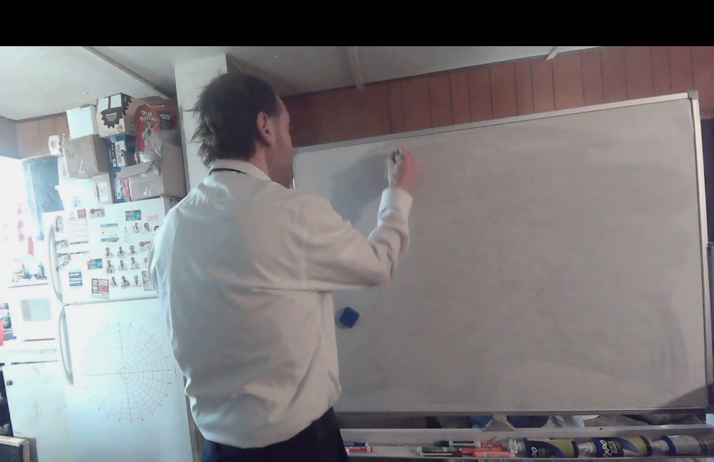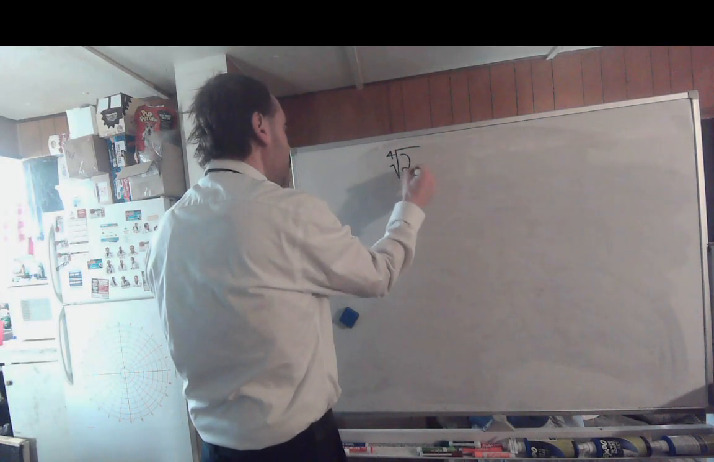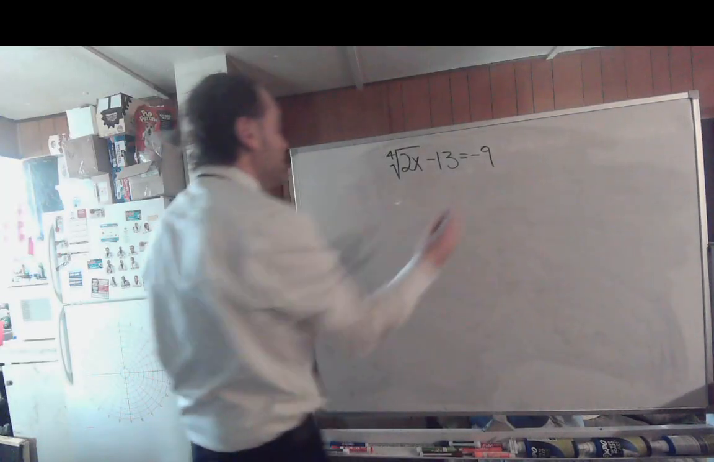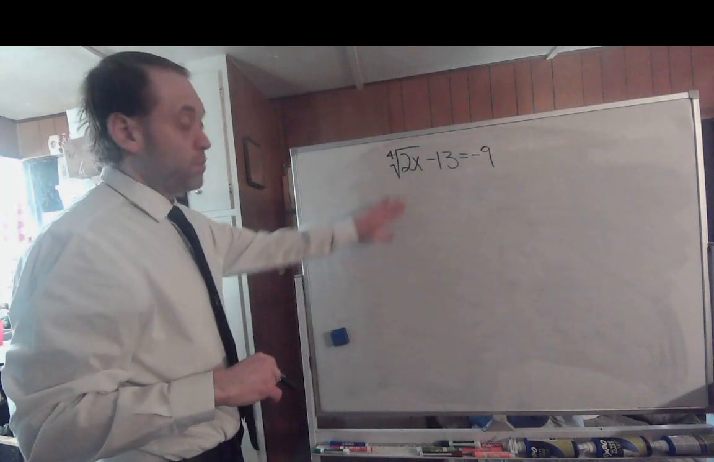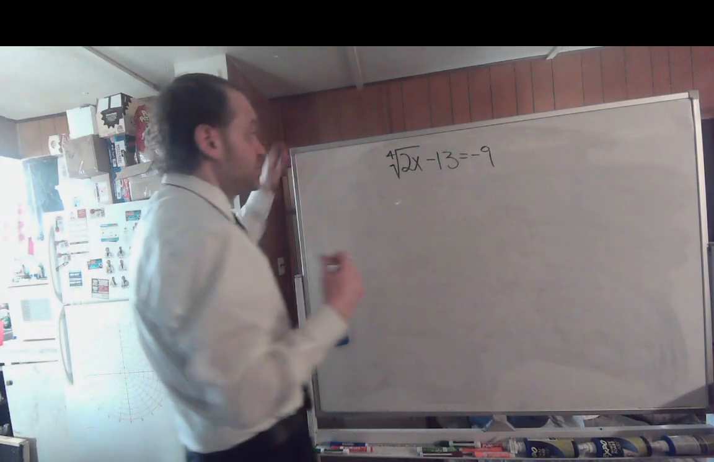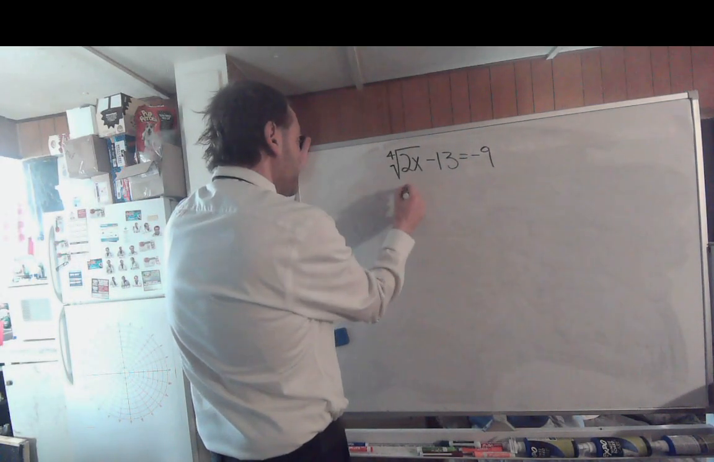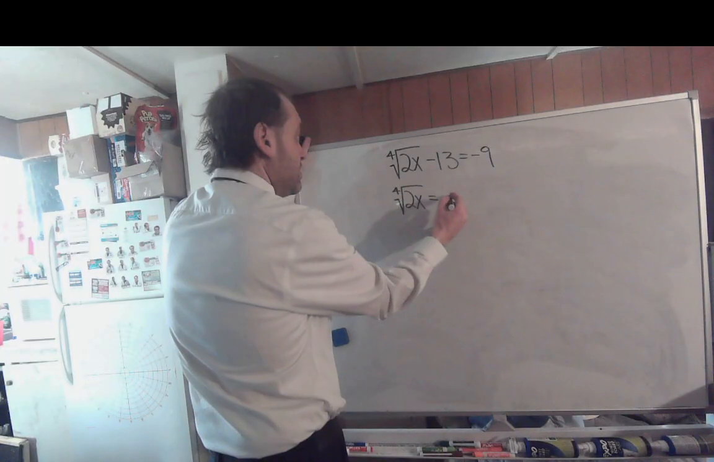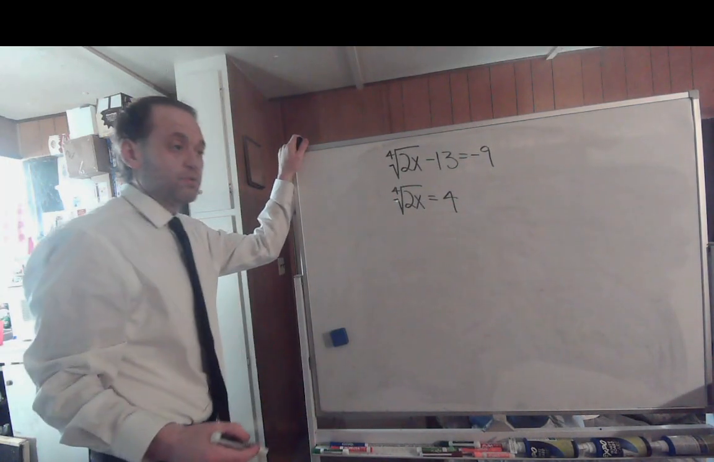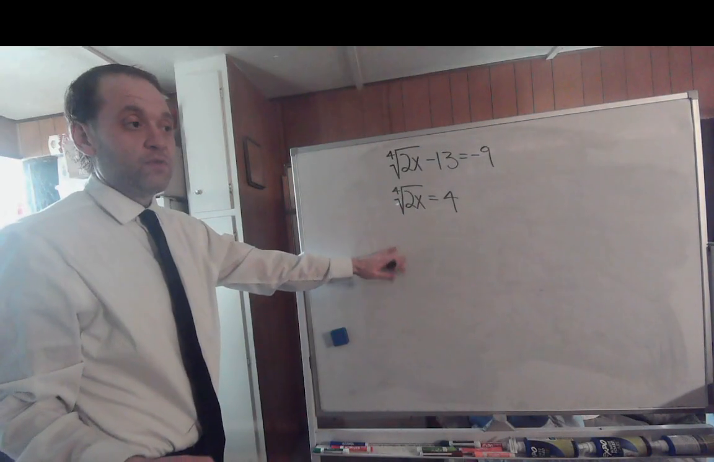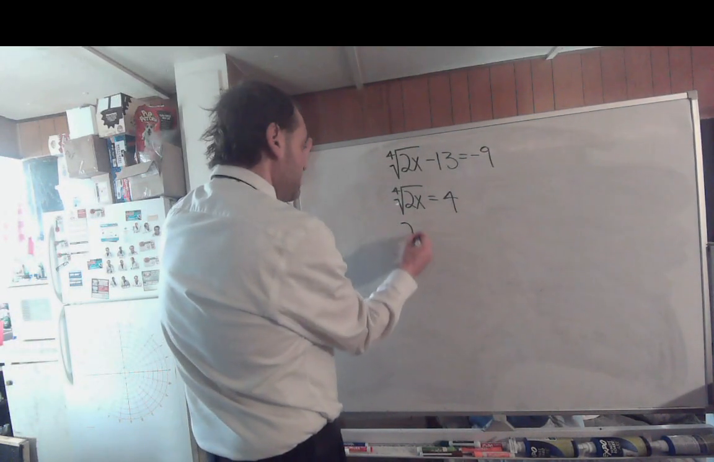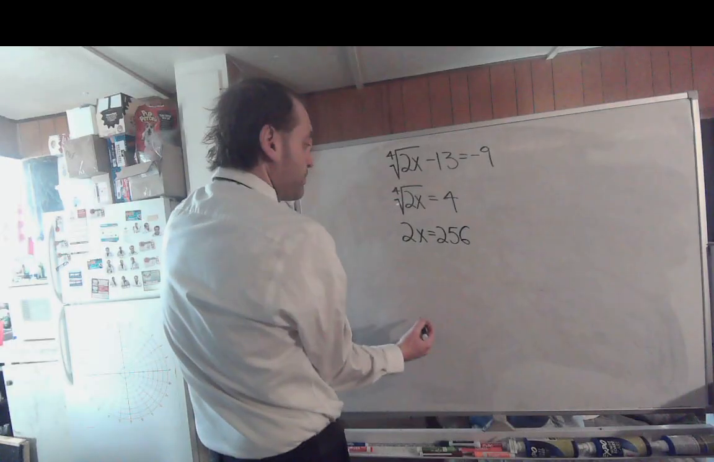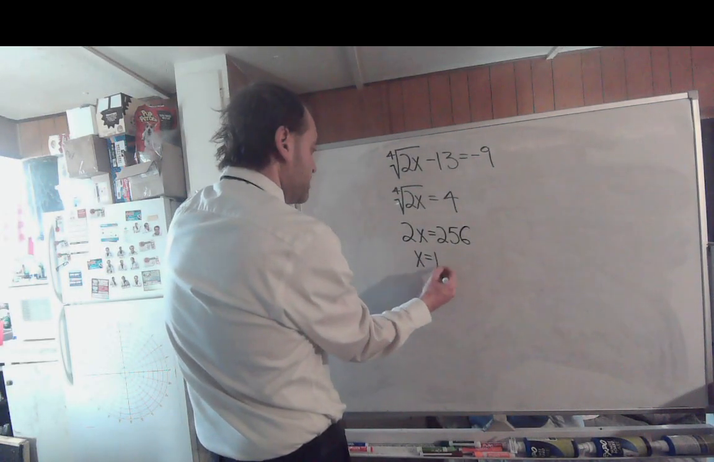Alright, now we have the fourth root of 2x minus 13 is equal to -9. Well, I would get that fourth root of 2x by itself, so add 13 to both sides, and you'll end up getting 4. So the fourth root of 2x equals 4. Now just raise both sides to the fourth power. You would end up getting 2x is equal to 256, which would give you x equals 128.